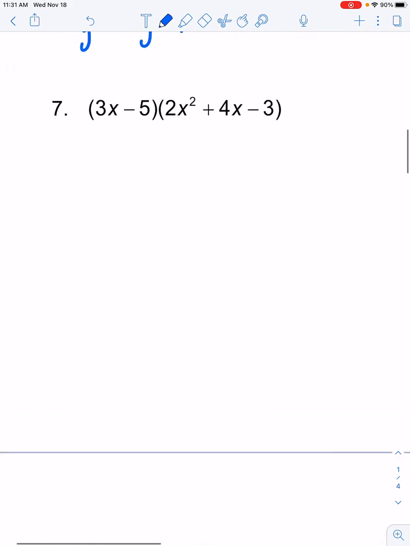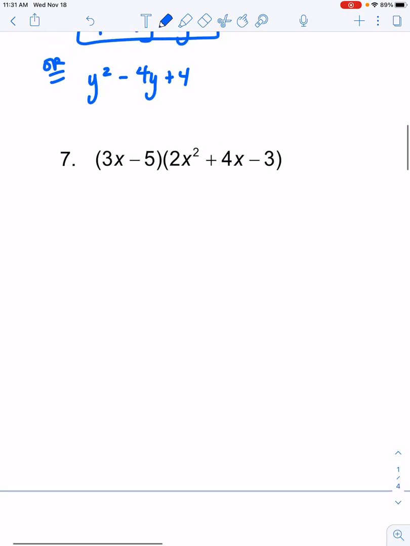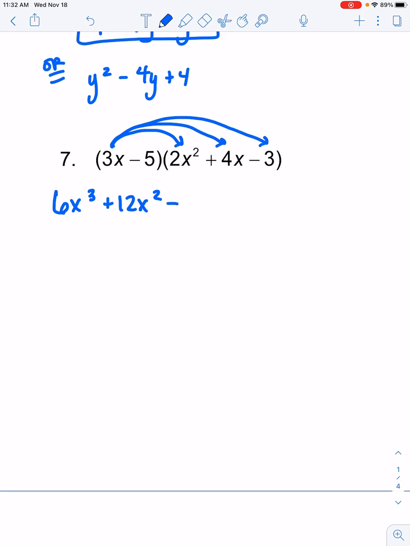So number 7, again, this is why we stopped teaching FOIL, and really even double distribution doesn't necessarily work all the time, because if you got a trinomial, you might be doing triple distribution. The point is that you are multiplying everything times everything. So I'm going to take that 3x, and multiply it by each piece in that trinomial. So I get 6x cubed plus 12x squared minus 9x. Then I need to multiply the negative 5 times everything all the way across. Negative 10x squared minus 20x plus 15.